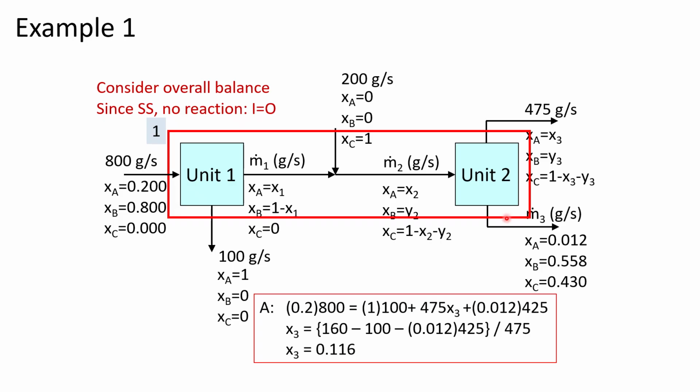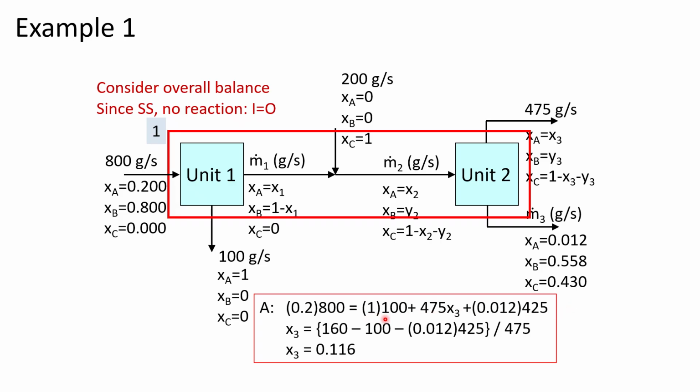Let's finish off this mass balance by continuing around our control volume to find the last stream that exits. This is the stream here, the bottom product from unit 1. Determine the flow rate of A in this stream. We take the mass fraction of A, which is 1, times the total flow rate, which is 100, and we'll put that over here as an output in our mass balance equation.